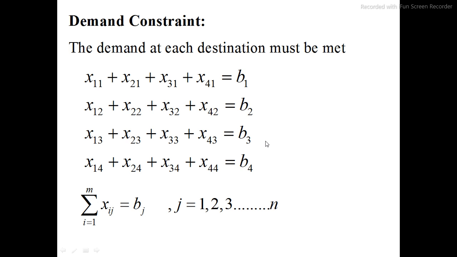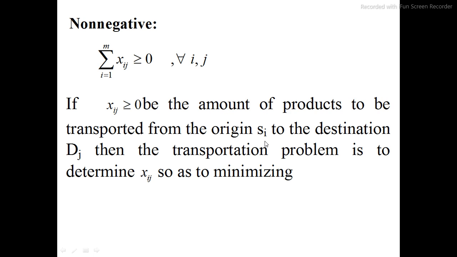Now next will be the non-negative constraint. What is this non-negative? If x of ij is greater than or equal to 0, be the amount of products to be transported from the origin Si to the destination Dj, then the transportation problem is to determine the x of ij so as to minimize the cost. So here it should be greater than or equal to 0. It cannot be negative. The supply cannot be negative, right? So here the quantity of supply cannot be negative. Therefore, it should be greater than or equal to 0.